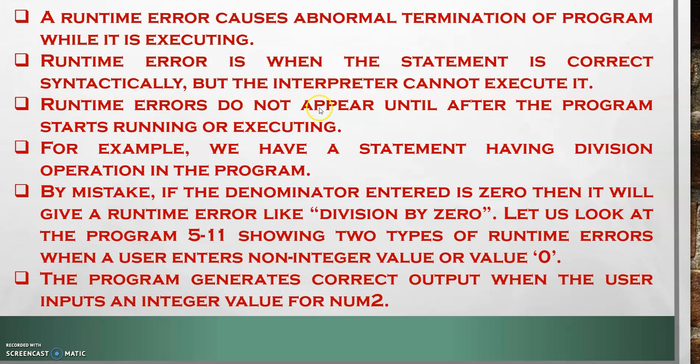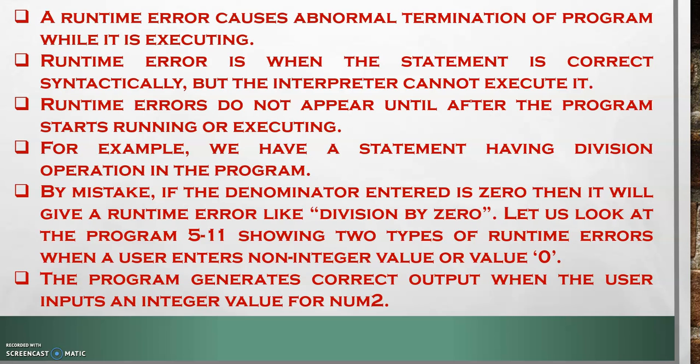Why does this happen? Runtime errors do not appear until after the program starts running or executing. So when we start running a program, only then, towards the ending, just before the output is displayed, the runtime error suddenly stops the program. For example, we have a statement having a division operation in the program. Just think we have to divide two numbers using a numerator and a denominator. By mistake, if the denominator entered is 0, then it will give a runtime error like division by 0. This is a runtime error.